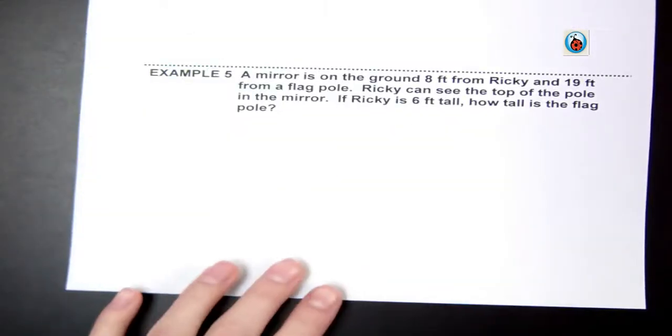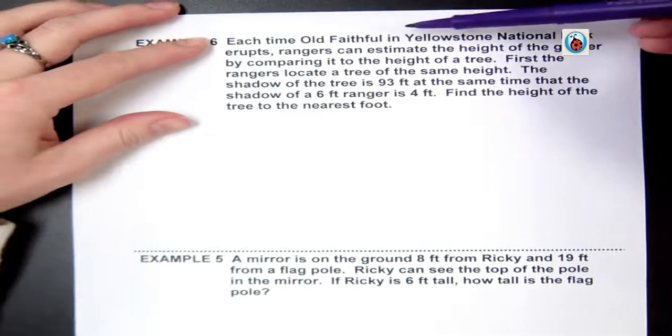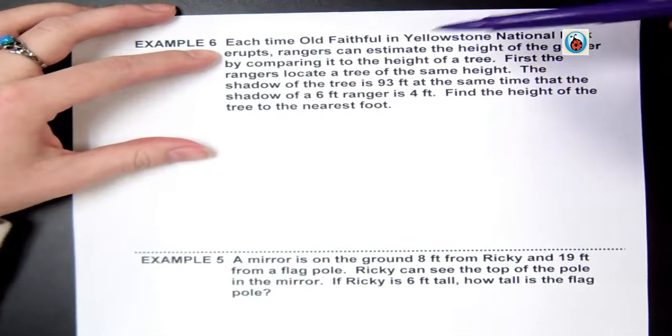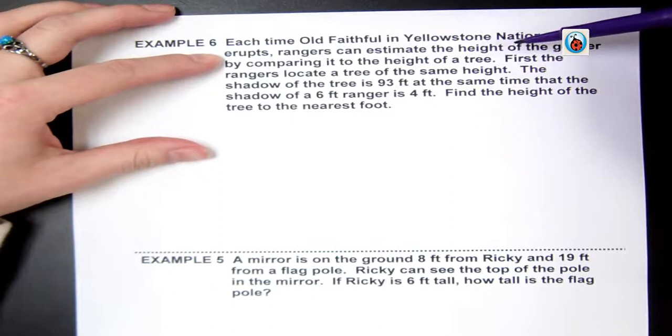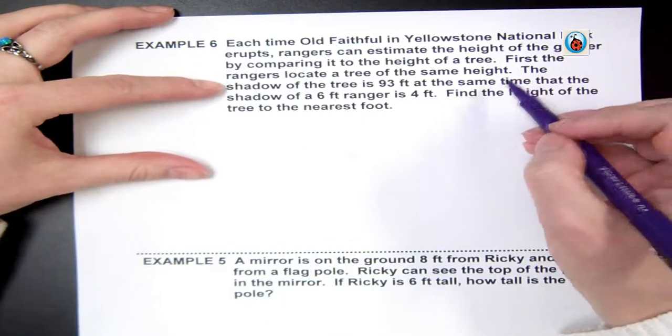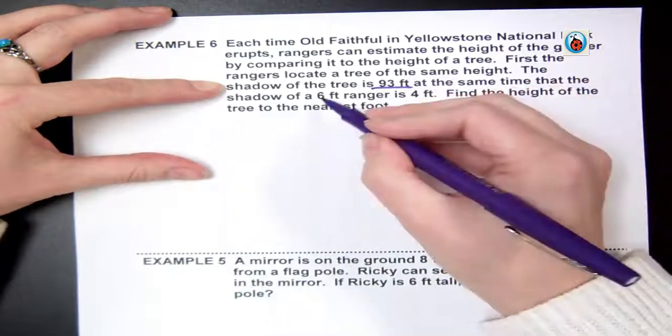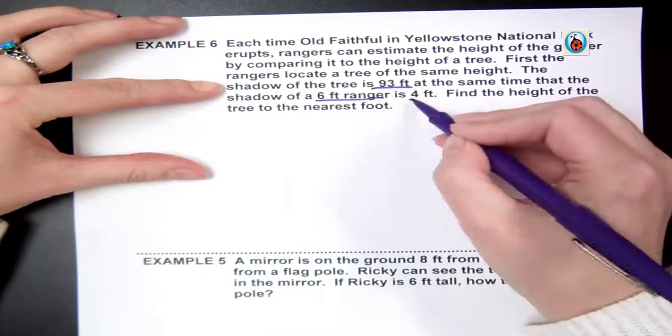We have 2 last examples. And so this is talking about Old Faithful in Yellowstone National Park. The ranger can estimate its height by comparing it to the height of a tree. First, the rangers locate a tree of the same height, and then they find the shadow of the tree is 93 feet. At the same time, the shadow of a 6-foot tall ranger is 4 feet.